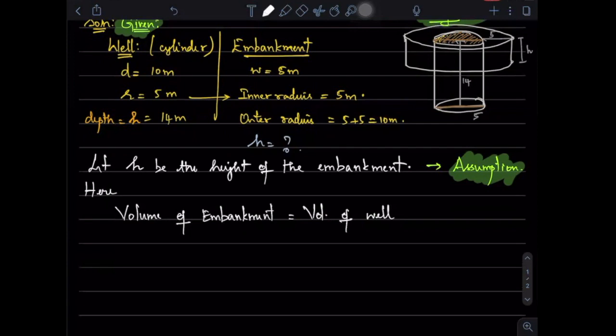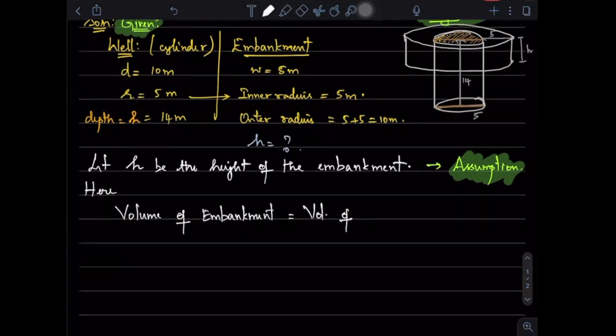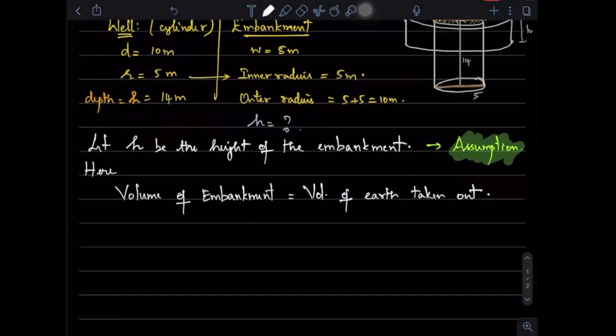Can I say that, children? Volume of earth taken out. So what am I going to do? What is the volume of an embankment? The embankment is going to be a hollow cylinder. What's the volume of a hollow cylinder? Please write the formula first. Pi h into capital R square minus small r square.